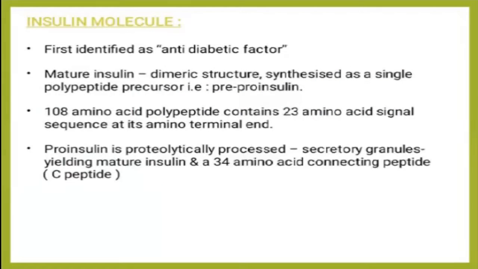Next one, insulin molecule. It was first identified as an anti-diabetic factor. Mature insulin is a dimeric structure synthesized as a single polypeptide precursor, that is pre-pro-insulin. The insulin molecule mainly consists of a 108 amino acid polypeptide that contains a 23 amino acid signal sequence at its amino terminal end. The proinsulin is proteolytically processed in secretory granules, which are mostly coated with clathrin, and they yield mature insulin and a 34 amino acid connecting peptide known as C-peptide.